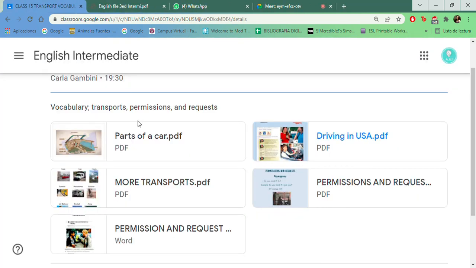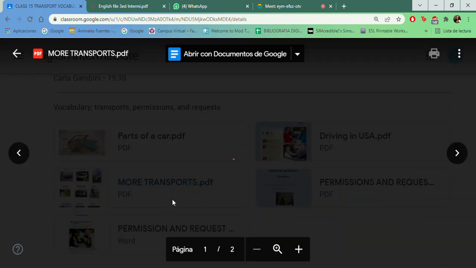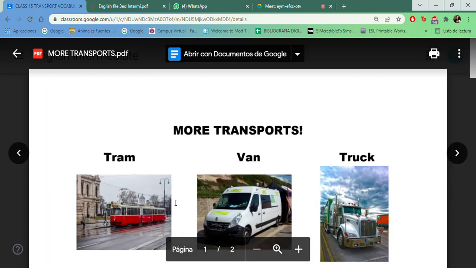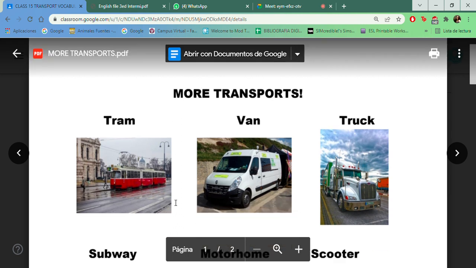Well, great. Now we can talk about more transports. Okay, so we have more transport. Let's see. This is what we call tram.